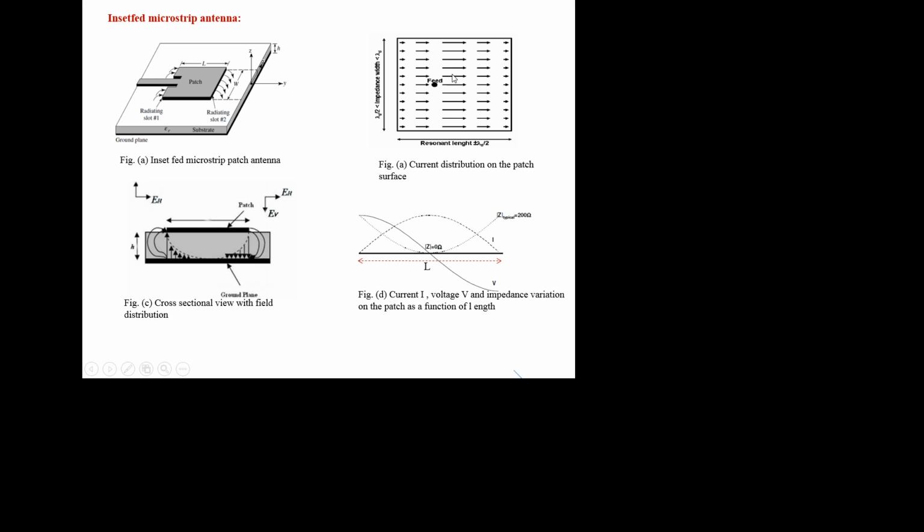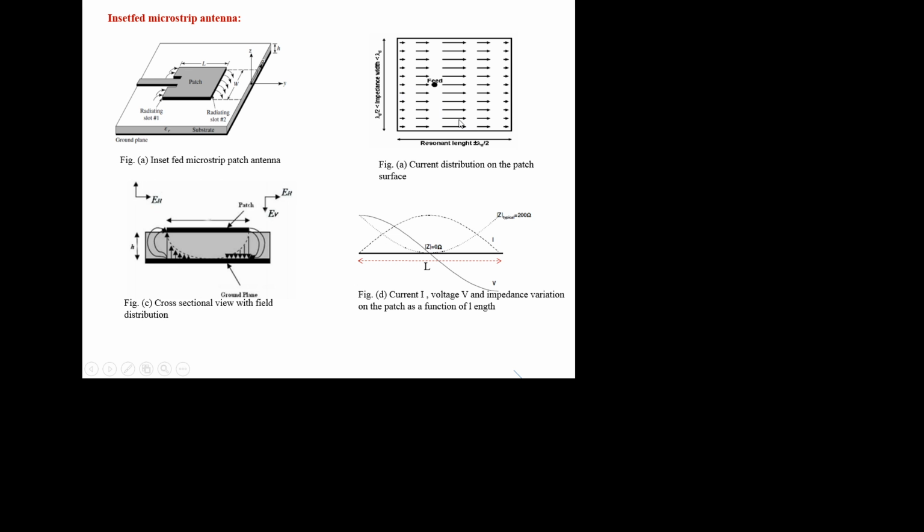Impedance is minimum at the center of the patch. If you measure the impedance at the center, or plot the impedance as a function of the length of the antenna, you will observe that impedance is minimum at the center of the patch and maximum at the edges, this edge and this edge.